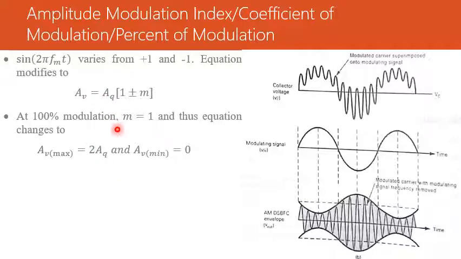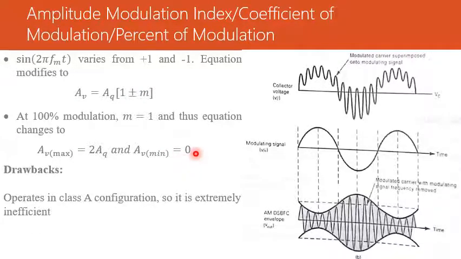So at 0% of modulation, that is when M is equal to 0, your sine 2 pi FM into T goes to minus 1. So this expression becomes AQ into 1 minus 1. So this term becomes 0. So the A minimum is equal to 0.